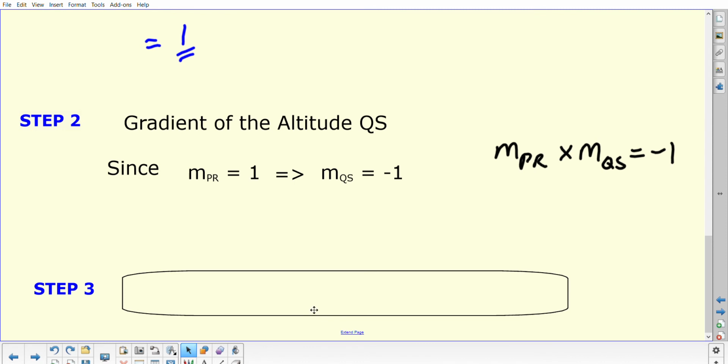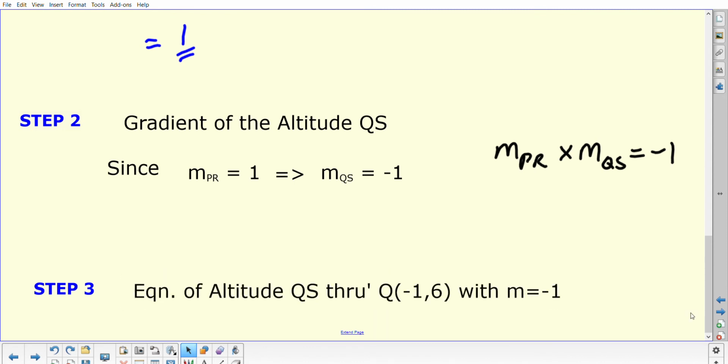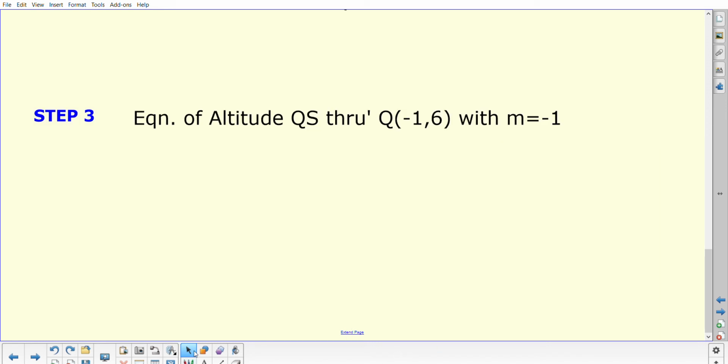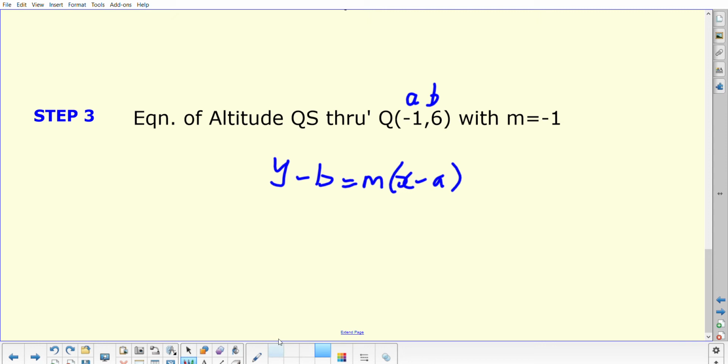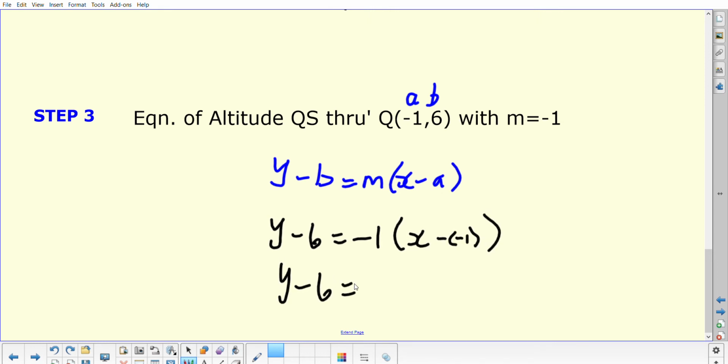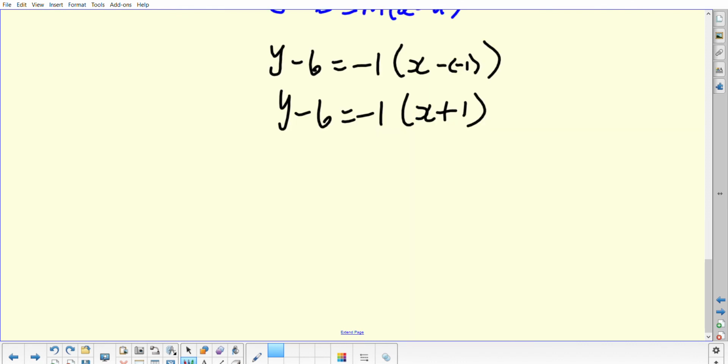So step 3, putting all that information together to get the equation of the altitude. It's always a good idea to write a little statement that says I'm working out the gradient of the altitude, and I need the point that I'm using. This will be my a and my b, and I'm going to be using the equation y minus b equals m(x minus a). So subbing into that, I'm going to have y minus 6 equals -1(x minus -1), which is going to be y minus 6 equals -1 times (x plus 1), which means y minus 6 equals -x minus 1, and then tidying everything up.